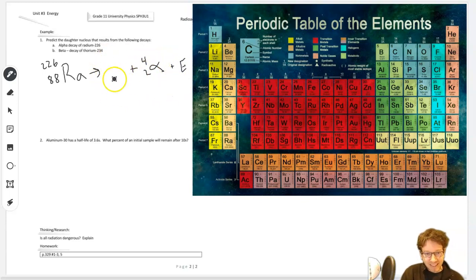So what are we going to get here? Well, we have to conserve all these numbers. So 226 must equal something plus 4. So we can write it as 222. Same with 86. Oh, sorry, 88. I already did the math in my head. Same with 88. It must equal something plus 2. So 86. So what is it? Well, go look up 86, and it's radon. So there is the daughter nuclei, radon.